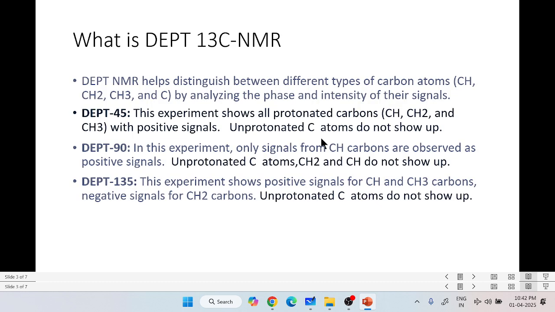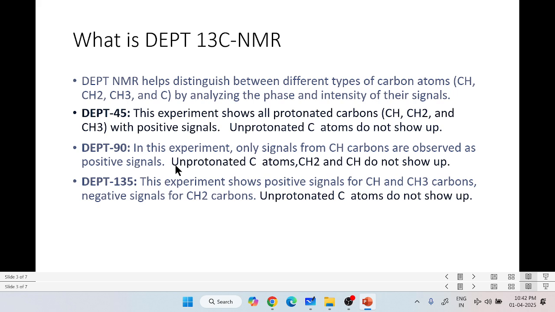So what is the DEPT-13C NMR? DEPT NMR helps distinguish between different types of carbon atoms, CH, CH2, CH3 and C, by analyzing the phase and intensity of the signals. The 3 principal types: DEPT-45. This experiment shows all the protonated carbons, CH, CH2 and CH3 with positive up signals. Unprotonated C atoms do not show up.